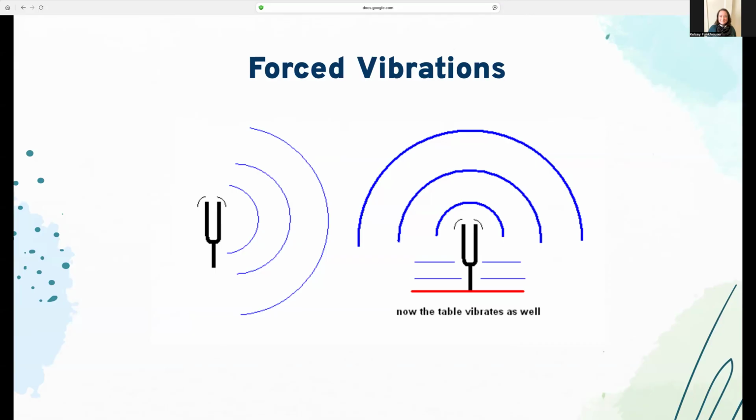So again, the idea there is that we vibrate the tuning fork and then we press that vibrating tuning fork to a surface, and we're forcing the vibration into the surface.